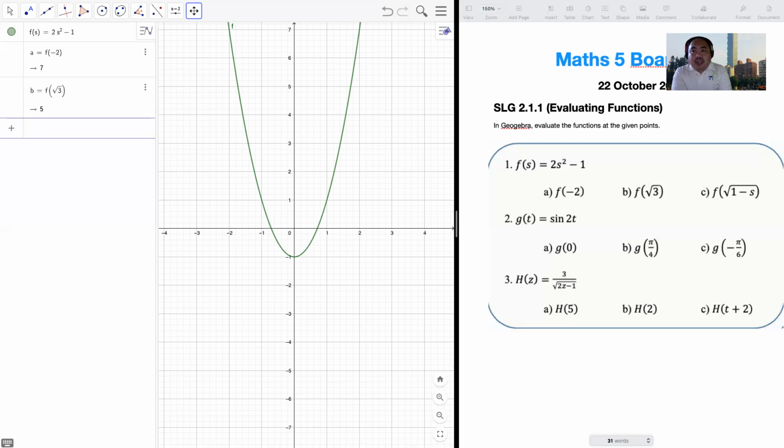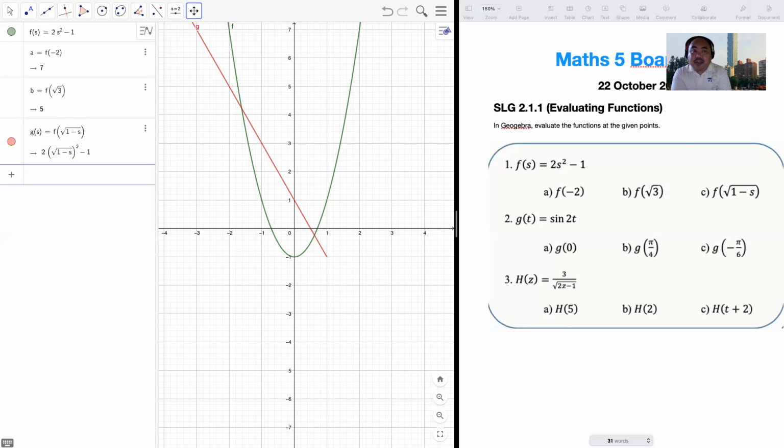Sir, would GeoGebra be able to evaluate a function with an expression? Let's try. I'm not quite sure. So let's have f of square root of 1 minus s. Okay, so GeoGebra will be able to give you another function g of s, which is f of square root of 1 minus s, as given there on your screen.